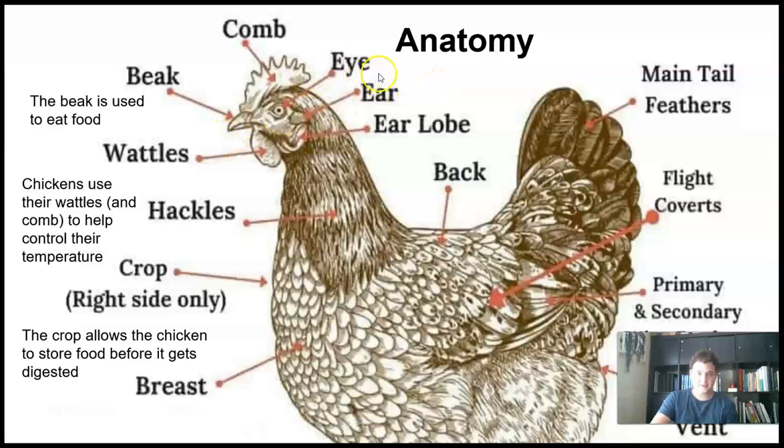Eyes and ears, we know what those are for. The back is their back feathers. The hackles are a type of feather that goes over their neck. Crop, it's on the right side only, and it's an organ that's like a second stomach. Their food goes there first before they digest it, so they can digest it as they want. And then you have the tail feathers and the vent where they lay their eggs.